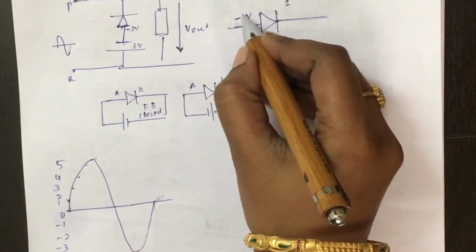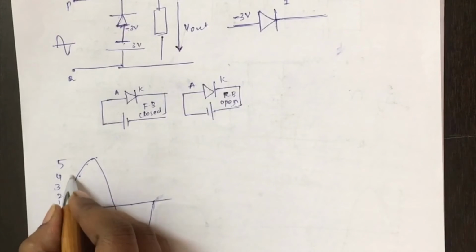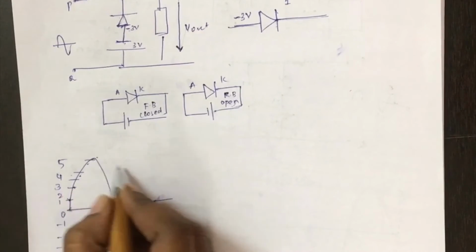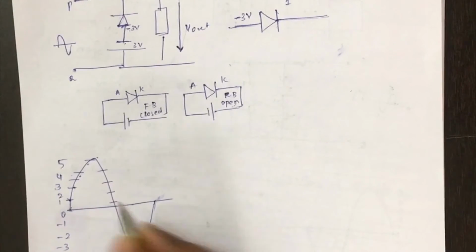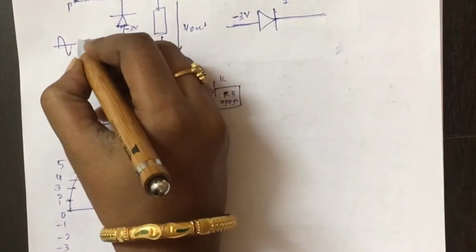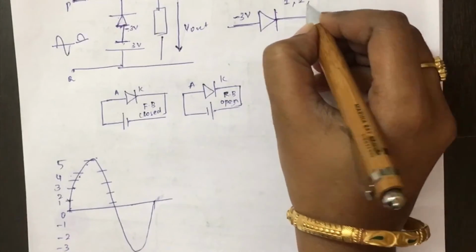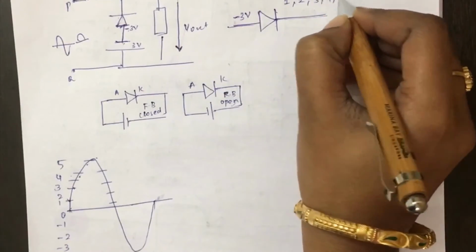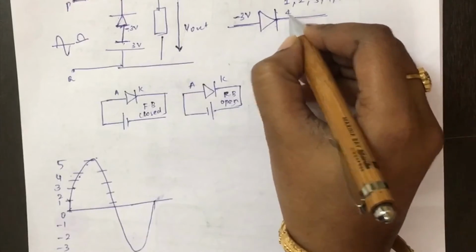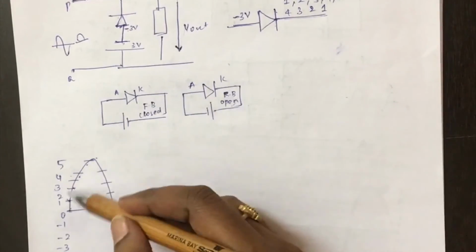So first, anode is minus 3 volt. First let's check for 1, 2, 3, 4, 5, again 4, 3, 2, 1. So for all these values, first let's check. You are applying a positive input signal. First 1, 2, 3, 4, 5. Again back to 4, 3, 2, 1. So these are the positive waveform values.